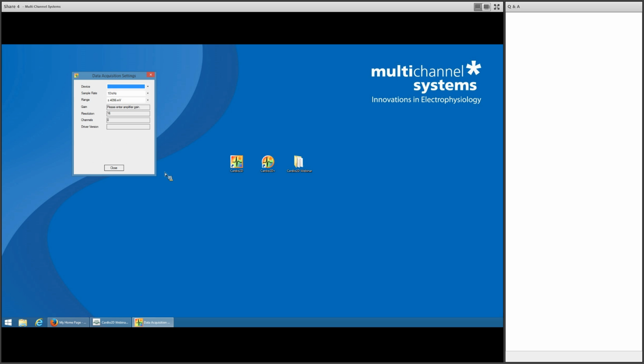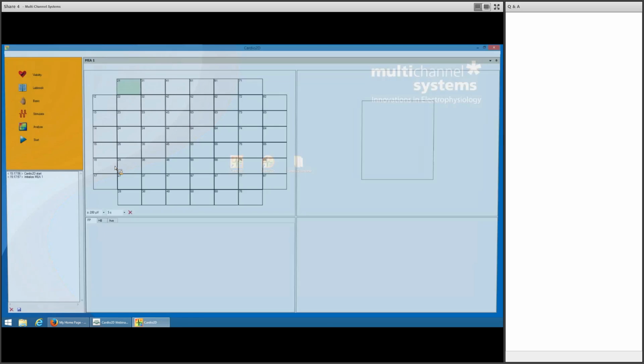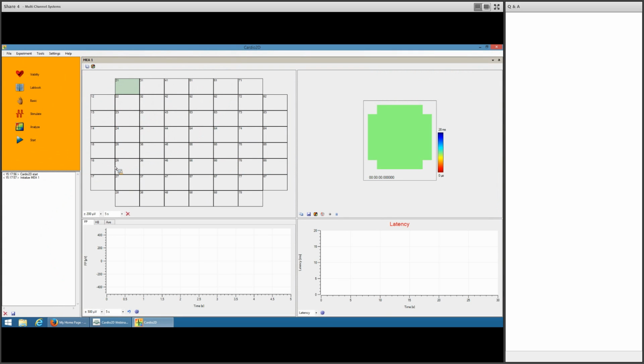And the first thing is I have to select the device to connect to. And I see here an MEA2100, serial number 1. I can select my sampling rate anywhere from 10 kHz up to 40, 50 kHz. I see my gain. I see the data format is a 24-bit data format. And I have 64 channels available. And I can select my MEA subtype here and confirm with close. And I'm now starting my data acquisition window over here.